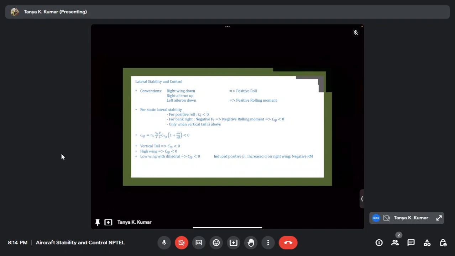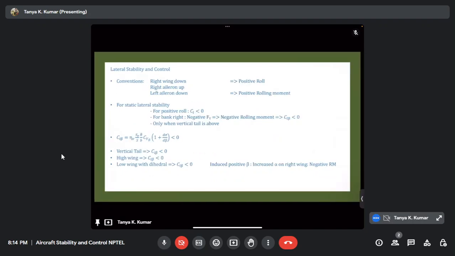Now let's look at lateral stability and control. The conventions here: right wing down is considered positive roll. So again, you put your thumb along your roll axis, which is the x-axis, and the direction of curling of your fingers gives you the positive moment. So the right wing down is the positive roll, and what else? It's the right aileron up, left aileron down. That again gives you a positive rolling moment. So these are the sign conventions. Right aileron up, left aileron down.